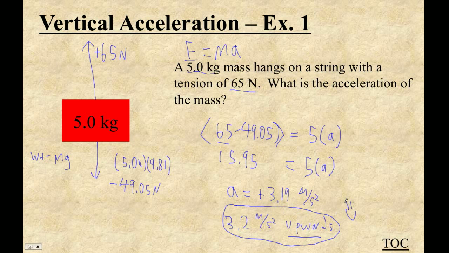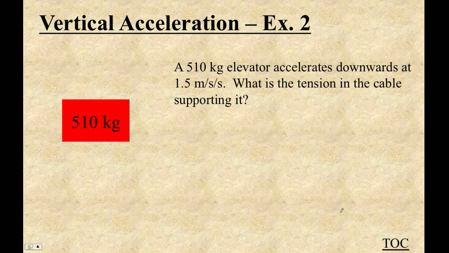That's calculating the acceleration. The other thing that we could have you do is to figure out the tension given a certain acceleration. So let's do one of those. Here's this elevator. It's accelerating downward, which means, by the way, the tension upward will be less than the weight. And then we want to know what the tension is in the cable. So that's our unknown, this tension.